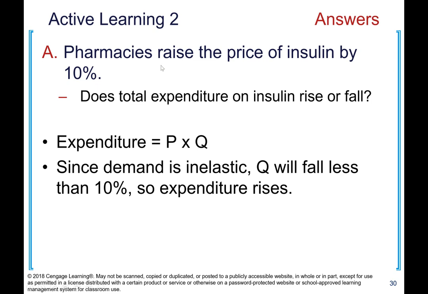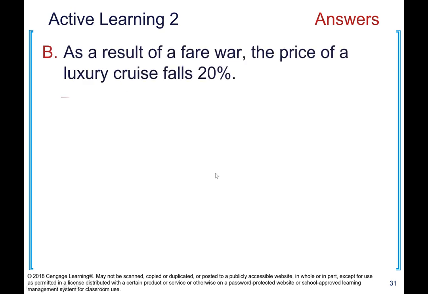Answer number A, pharmacies raise the price of insulin by 10%. Does total expenditure on insulin rise or fall? Expenditure or revenue is price times quantity. Since demand is inelastic, quantity will fall by less than 10%, so expenditure rises. Remember, when demand is inelastic, a rise in price will lead to a rise in total revenue.